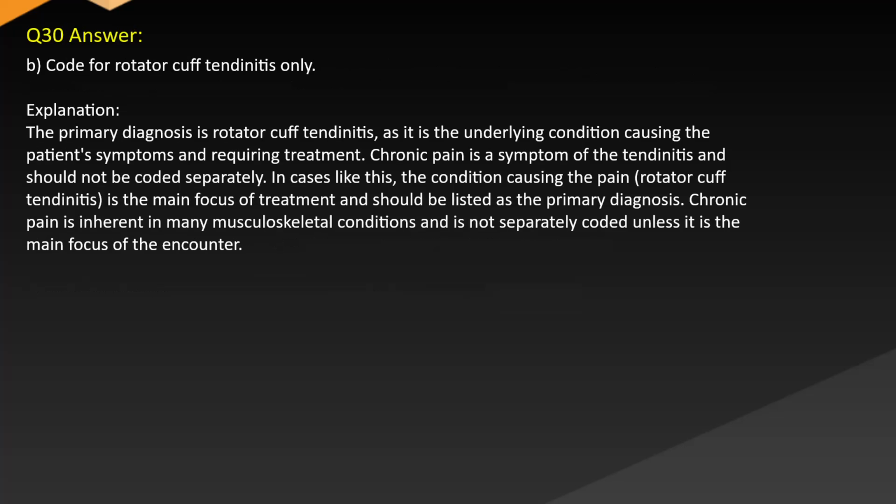Answer B. Code for rotator cuff tendonitis only. Explanation. The primary diagnosis is rotator cuff tendonitis, as it is the underlying condition causing the patient's symptoms and requiring treatment. Chronic pain is a symptom of the tendonitis and should not be coded separately. In cases like this, the condition causing the pain, rotator cuff tendonitis, is the main focus of treatment and should be listed as the primary diagnosis. Chronic is inherent in many musculoskeletal conditions and is not separately coded unless it is the main focus of the encounter.